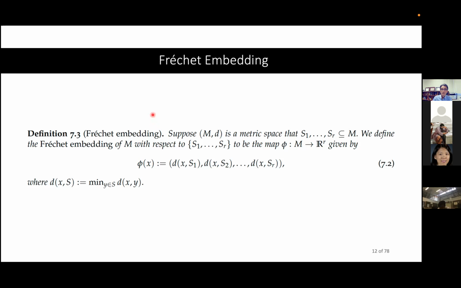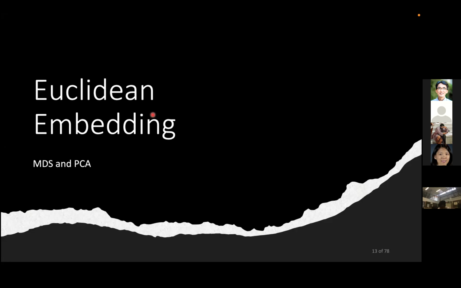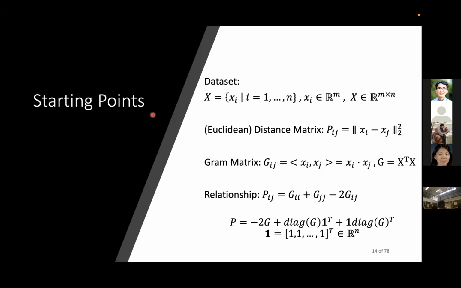So maybe let me continue. Yes, please. Now we go into the first part, the actual algorithms, and we talk about embedding the Euclidean space. This is the part that I think we are familiar with, so it's a very good review material.